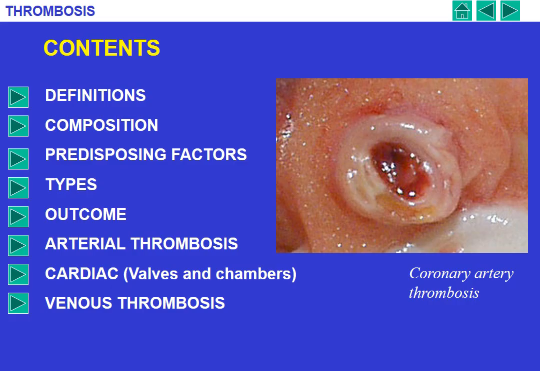First of all, let's examine the contents of this presentation. We begin with important definitions of thrombosis, then study the composition of thrombi and predisposing factors to thrombosis. The types of thrombi are then examined, and we look at the outcomes of thrombosis. Finally, we individually study arterial, cardiac, and venous thrombosis.